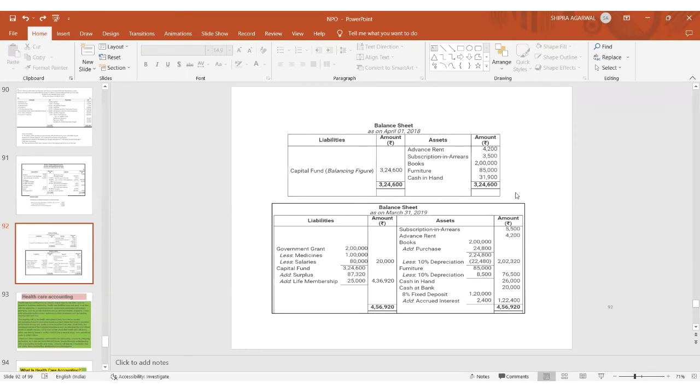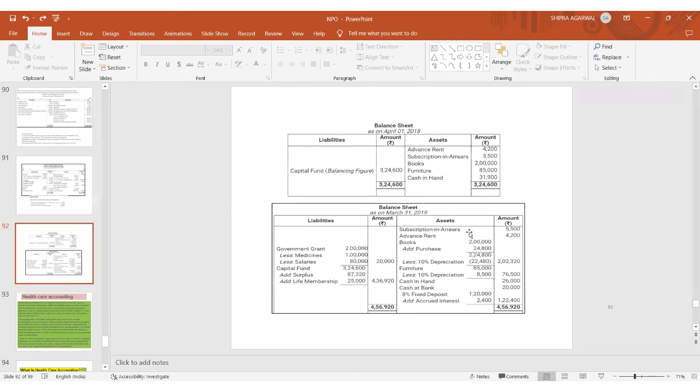So we have mentioned all the things on the asset side because all these are the assets of the organization. Now on the liability side, there is no figure. So when we do the total of both the sides, my balancing figure is coming out to be on the liability side. And that figure will be my capital fund figure, right? Now, if I talk about the same thing for the closing balance sheet, subscription in arrears at the closing date is 5,500. Advance rent we have received is 4,200.